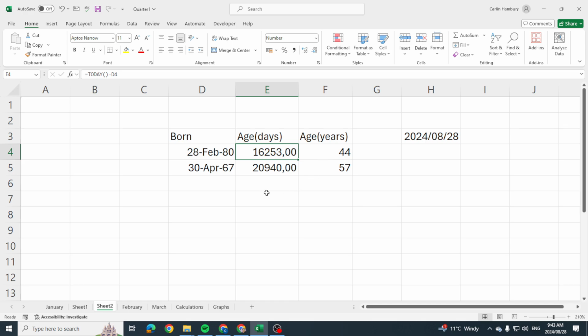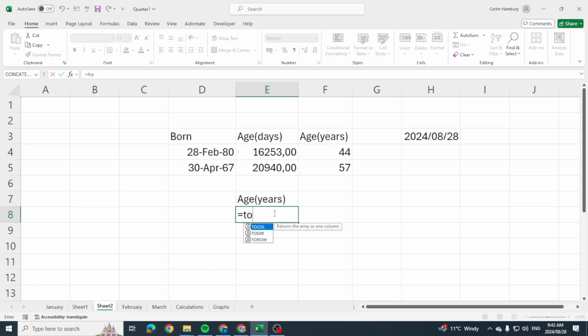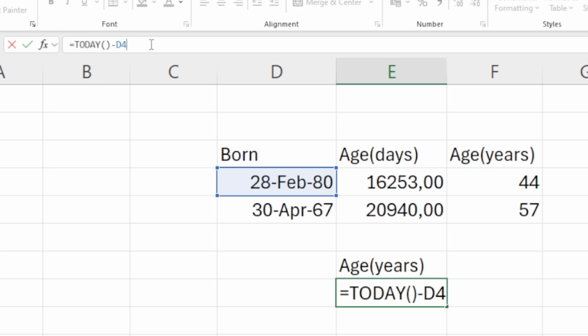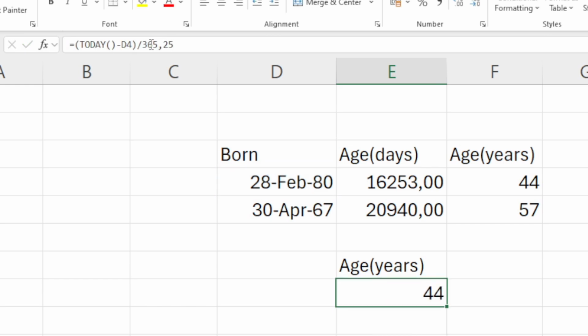Now, if I had to combine them and they just gave me one area in which to do that, I'm going to do my building block. So I'm going to go equals today. And I'm first going to make sure that I get an answer, and convert that to number so that I'm happy with that. Okay. Now, I'm going to go into my formula bar over here and add my brackets. And then whatever that answer is, I want it to divide by 365.25. And there we go, I get 44.